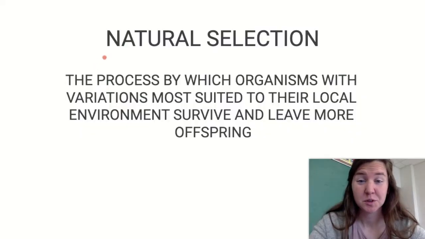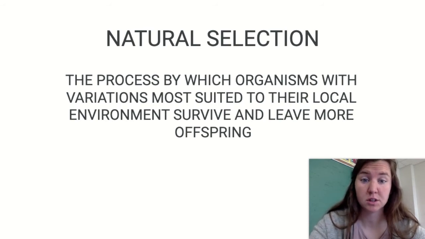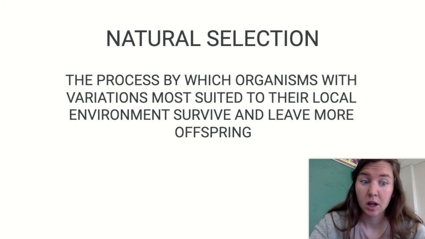So what is natural selection? Well, it is the process by which organisms with variations most suited to their local environment survive and leave more offspring. Now, that definition is kind of long, so let's break it down. Natural selection relies on three things.